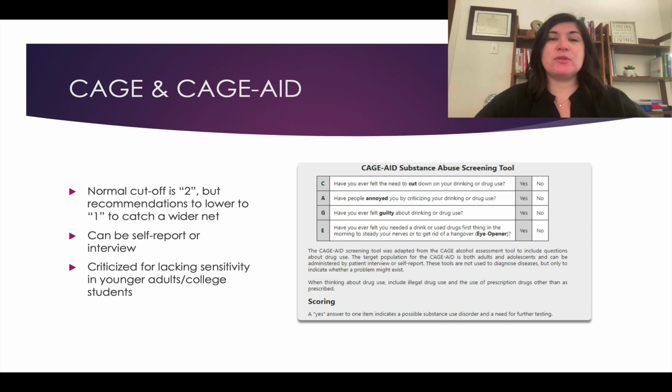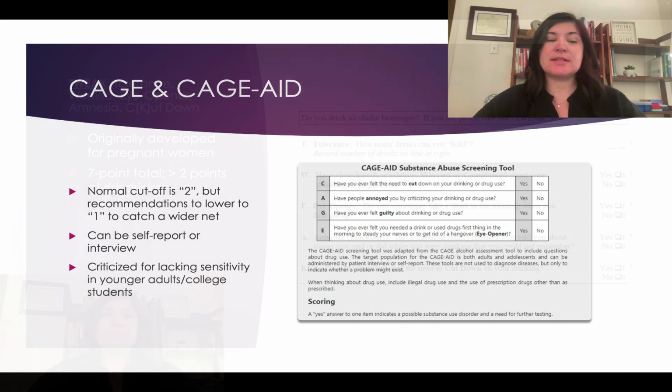It is one of the most commonly used ones because it's very short. There are just 4 questions and they're yes or no. The normal cutoff is 2, but there have been recommendations to lower it to 1 in order to catch a wider net of individuals that might have potential alcohol use. It can be used as self-report or in an interview style. However, it has been criticized for lacking sensitivity in younger adults and college students.